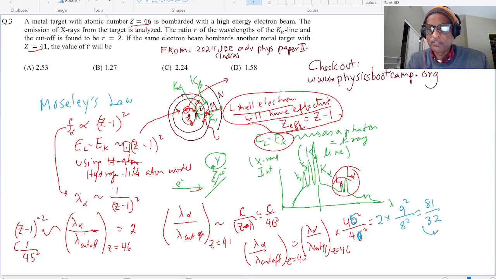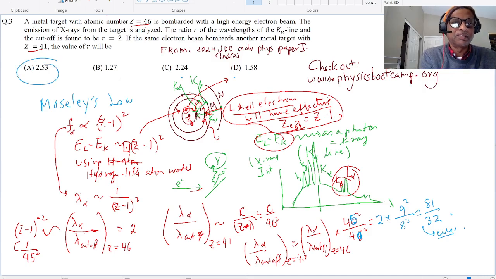I've put it in the calculator, but you can already see, you don't have to calculate it. This would be way more than any of the other options. This is going to be 2.53. Don't even need the calculator. You can just guess from there. It's going to be more than 2.5, right?